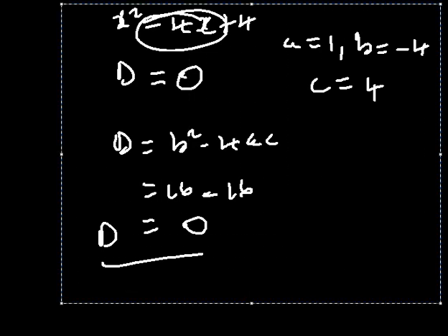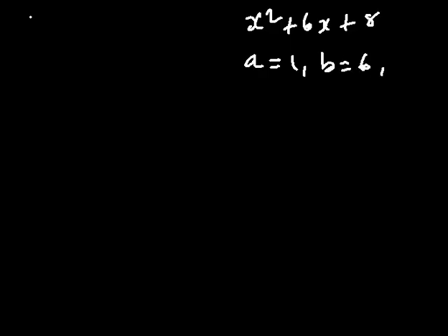Let us also see the following cases. Let's say we have x squared plus 6x plus 8. Determine whether this is a perfect square or not using the discriminant. First, what is a? We have it as 1. What is b? We have 6. And what is c? We have 8. Then what is the discriminant formula? It's b squared minus 4ac.